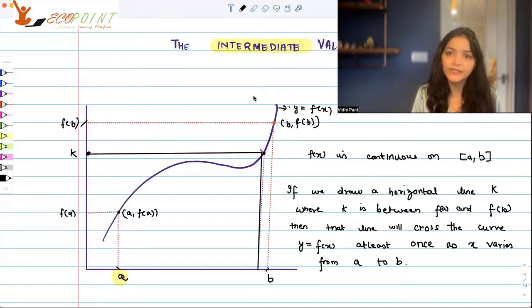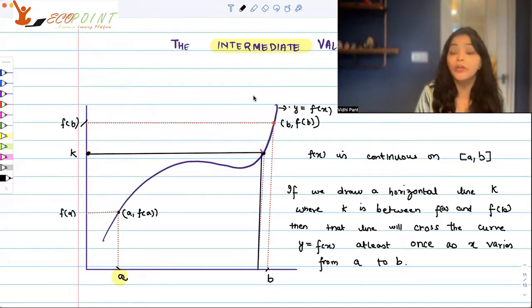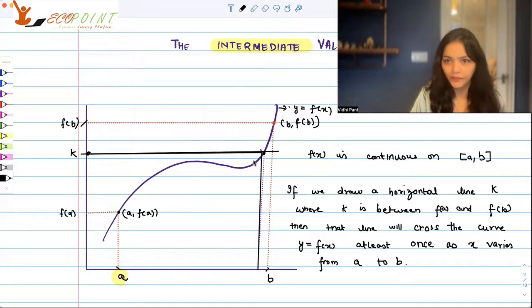More formally, if you take a situation where we draw a horizontal line k, where k is a value between f(a) and f(b). So I am drawing this line y equals k. It will cut the graph somewhere, right? It will cross y equals f(x) at least once, because it's coming from in between f(a) and f(b). So when it's a horizontal line, it has to cross the graph at least at one point. That point is definitely between a and b. That's the whole idea about the intermediate value theorem.